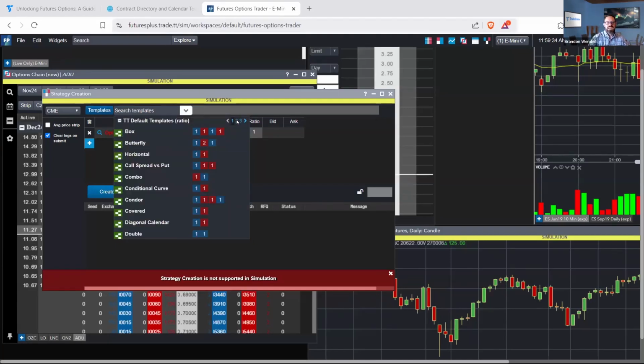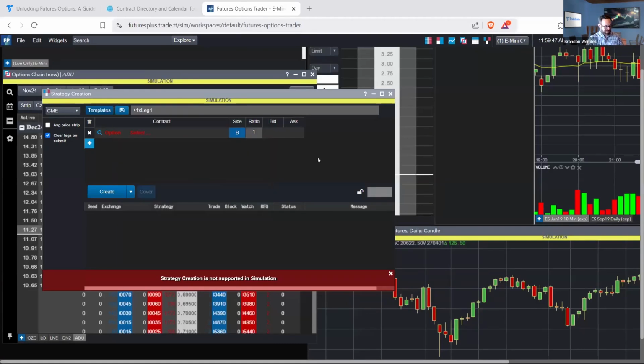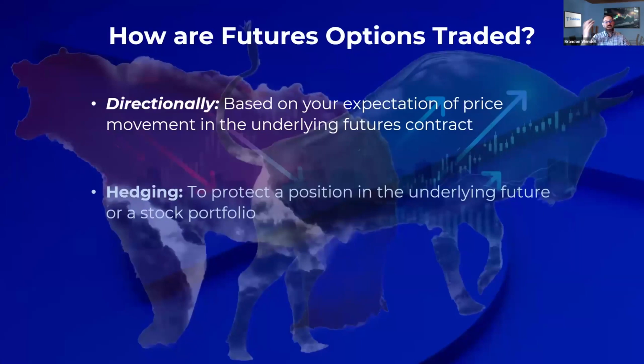There's actually several pages of these. You have guts, horizontal strategies, iron butterfly, iron condor, jelly rolls, ratio spreads, straddles. And all you have to do is decide what it is you want to trade, and it'll help you fill in the position to take it. It's pretty neat. Another thing that these are used for is hedging.